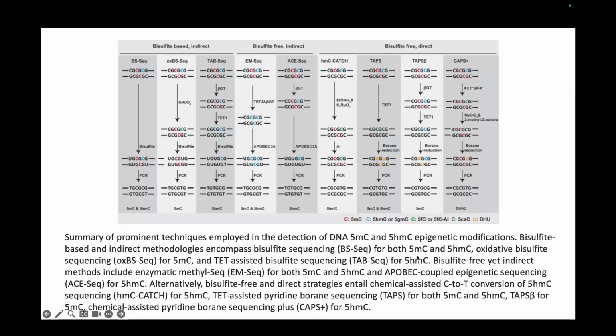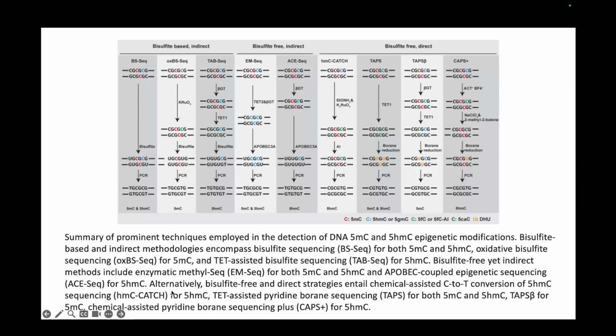So these are different kinds of signatures that are identified by this particular technology. 5-MC and 5-HMC can both be identified by bisulfite sequencing, which is BS-seq. Oxidative bisulfite sequencing can identify 5-MC, and TAB-seq can identify 5-HMC. Bisulfite-free yet indirect methods include enzymatic methyl-seq, which is EM-seq, for both 5-MC and 5-HMC. And there are other methods, such as APOBEC coupled epigenetic sequencing for 5-HMC, known as ACE-seq.